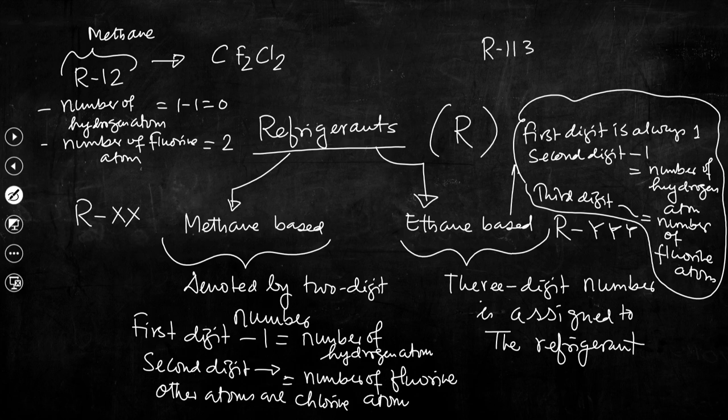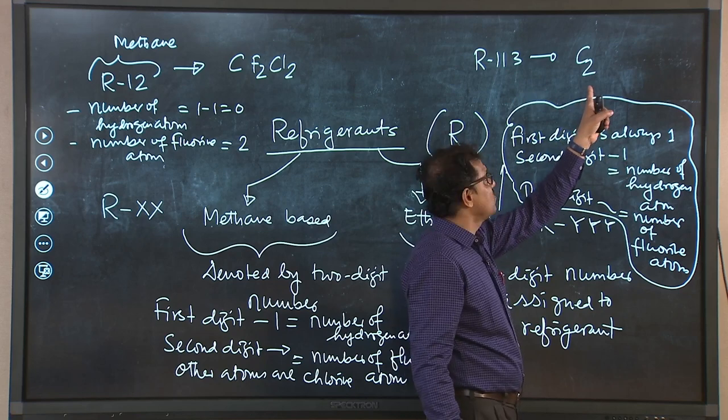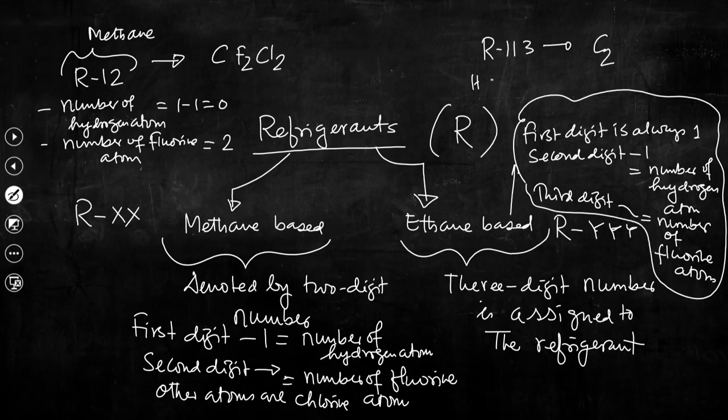So, R113 as I said you, the name is like this, R, then 3 digits 1, 1, 3. First digit is always 1, then this is C, because ethane based, so this is C2, right? This is C2, ethane based. First digit is always 1, no issue. Second digit minus 1 is number of hydrogen atom. What is second digit? 1. So, 1 minus 1, that is 0, hydrogen atom is 0. Then third digit is number of fluorine atom, that is 3.